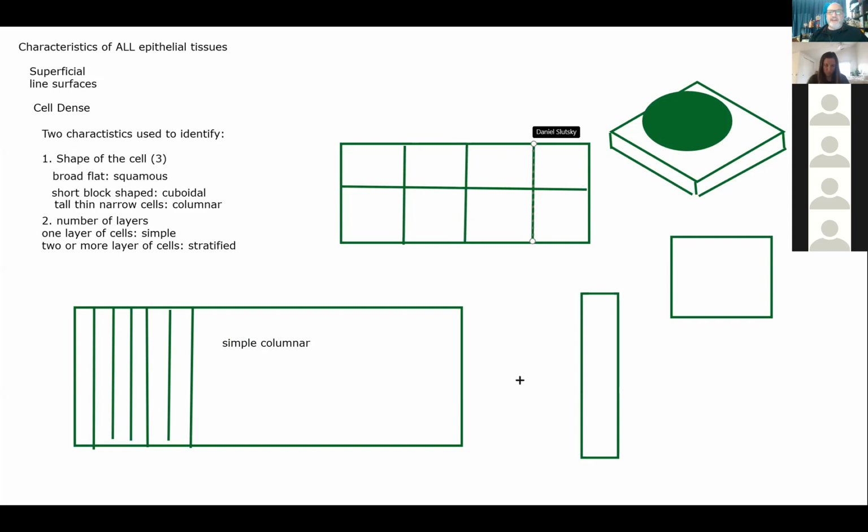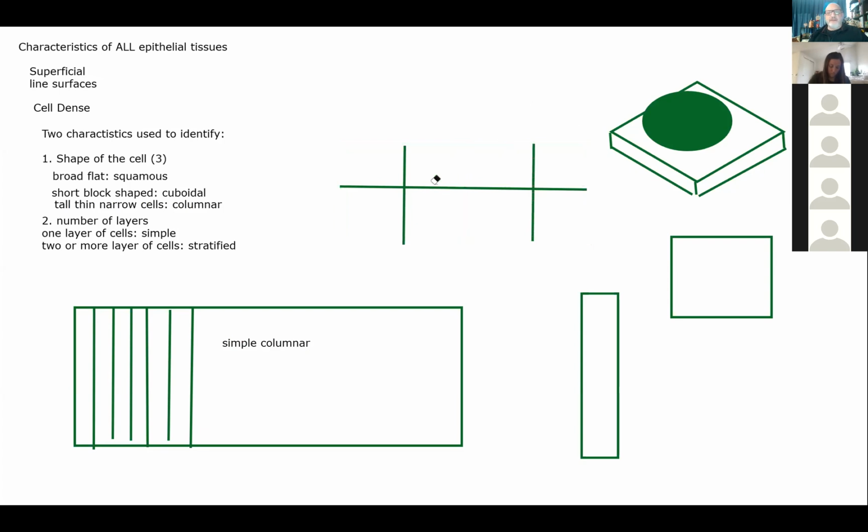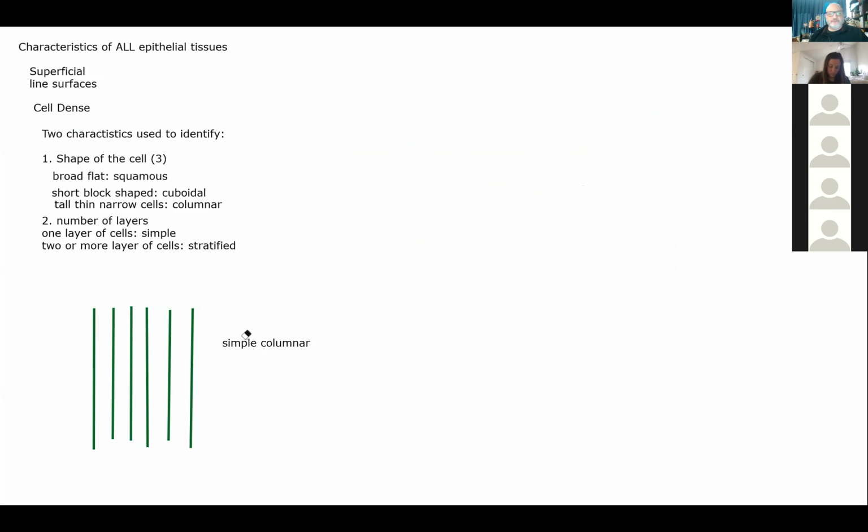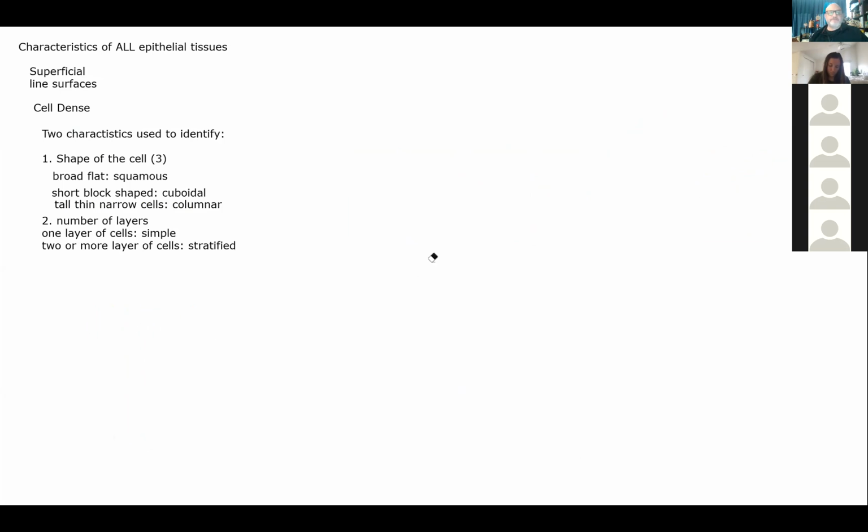Now, as we've learned in anatomy and physiology, is anything truly just that simple? Nope. Anatomists hate you and they will change the rules on you. But it's a good starting point. So there you go. We identify our epithelial tissues basically by the shape of the cells and the number of layers. All right, questions on that?